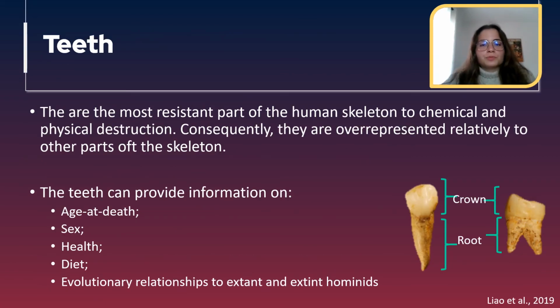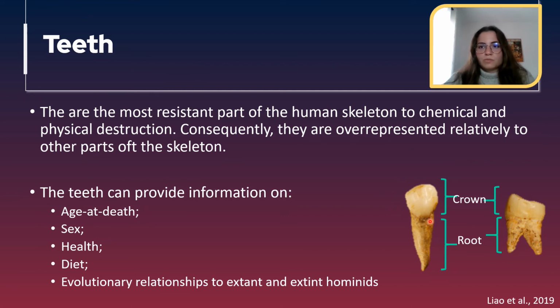When we talk about human osteology, it is also important to talk about human teeth. They are the most resistant part of the human skeleton to chemical and physical destruction. Consequently, they are overrepresented relative to other parts of the skeleton in a lot of archaeological and paleontological material. The teeth can provide information on age at death, sex, health, diet, and evolutionary relationships of extant and extinct mammals, hominids included.